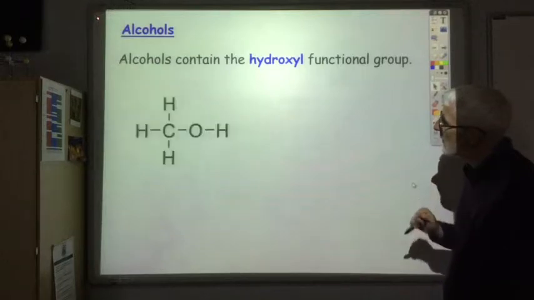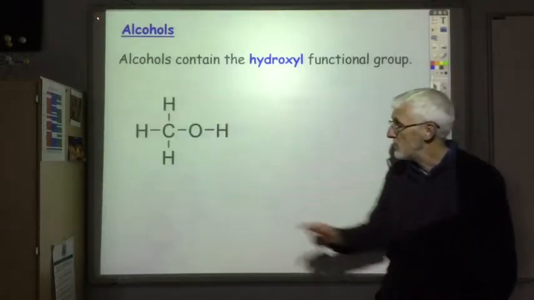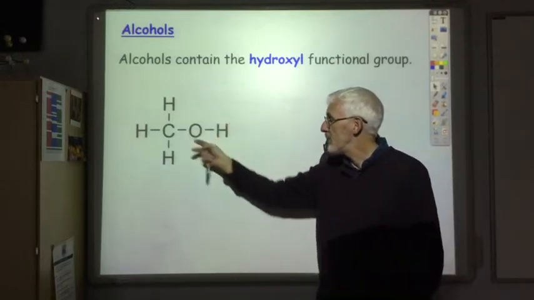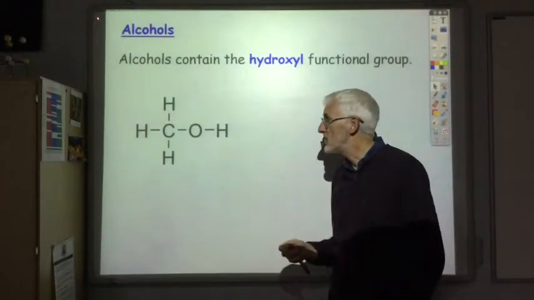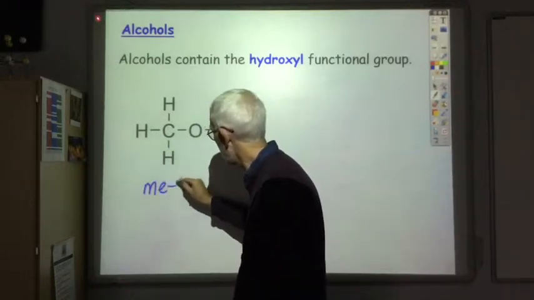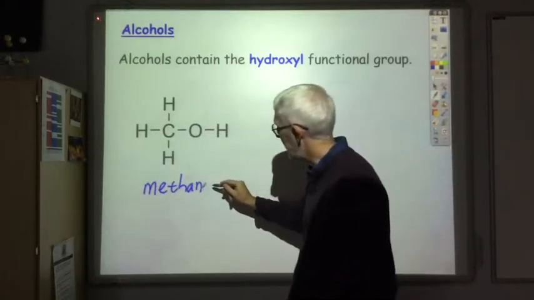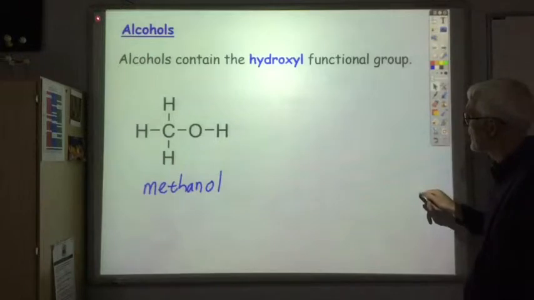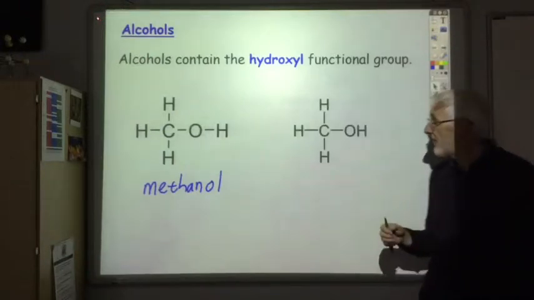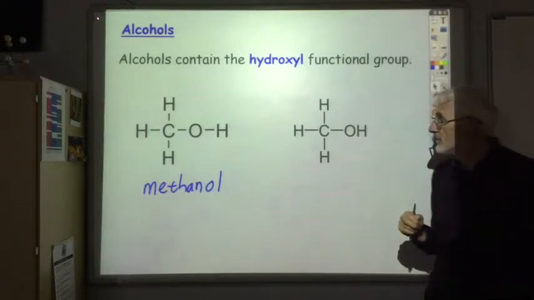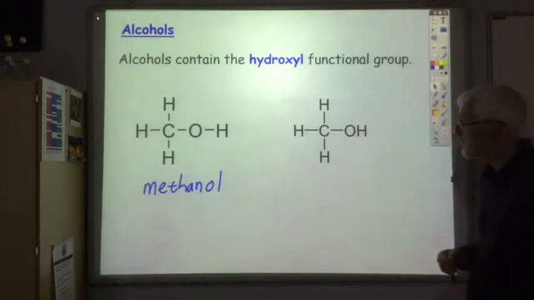So the first member of the alcohols is the one with one carbon. So it's like methane, only one of the H's has been replaced by a hydroxyl group, the OH. So instead of calling it methane, we lose the final E and stick on an OL, so it's methanol. It's also fine to draw it like this without actually showing the bond between the oxygen and the hydrogen. So both those ways are perfectly acceptable structural formula for an alcohol.